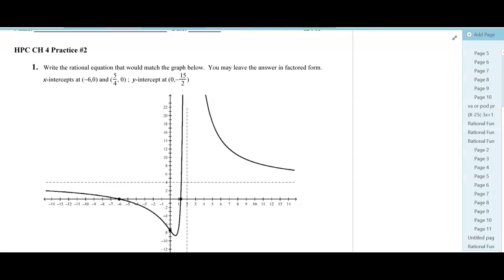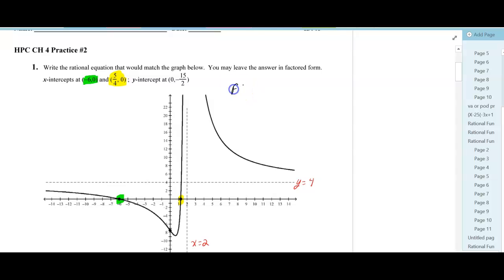The learning target on this worksheet is to write the rational function given the information. In problem number 1, you can see there is a horizontal asymptote at y equals 4. There is a vertical asymptote at x equals 2. We have an x-intercept labeled in the paragraph, 5/4, that's the yellow one, and the green one is -6.